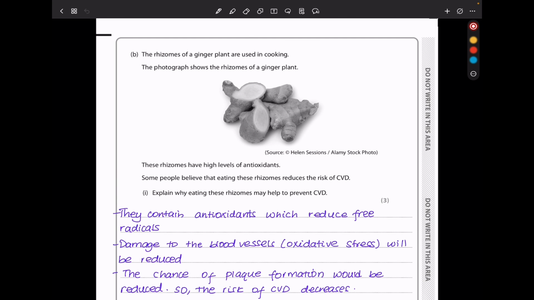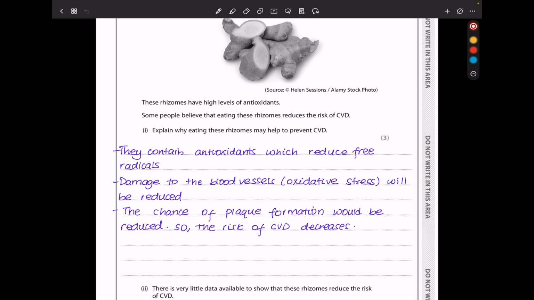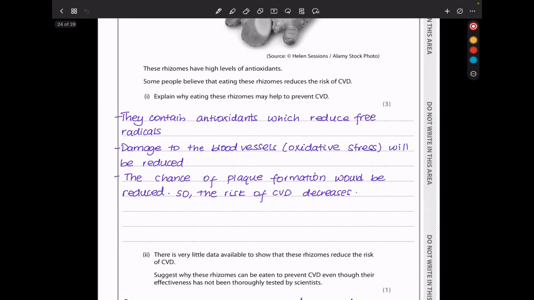In part B, the rhizomes of a ginger plant are used in cooking. The photograph shows the rhizomes of a ginger plant. These are the rhizomes. They say these rhizomes have high levels of antioxidants. Some people believe that eating these rhizomes reduces the risk of CVD. Explain why eating these rhizomes may help to prevent CVD. If people eat the rhizomes containing the antioxidants, oxidative stress is going to be reduced, and then the chances of plaque formation in the blood vessels is also going to be reduced, and that reduces the risk of CVD.